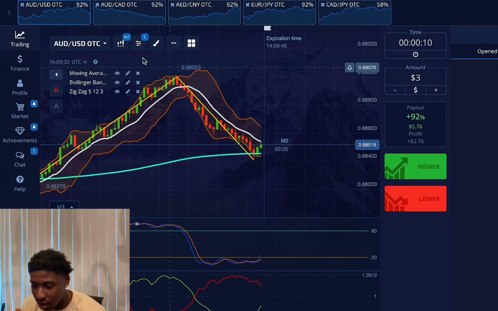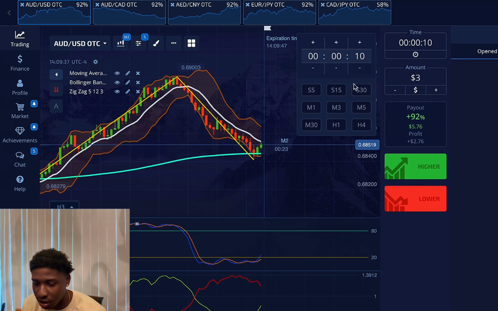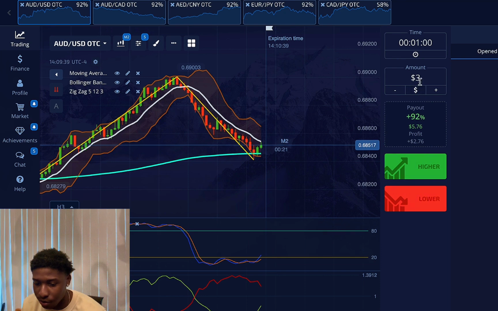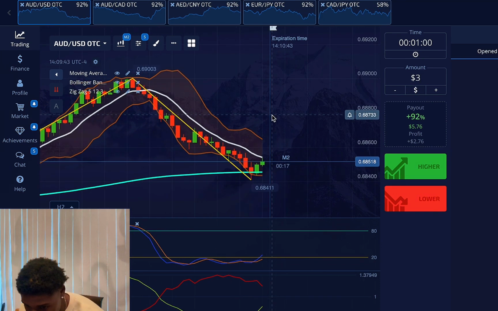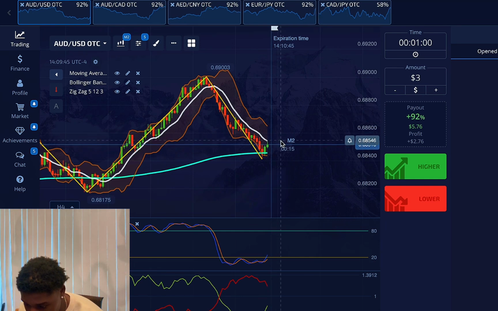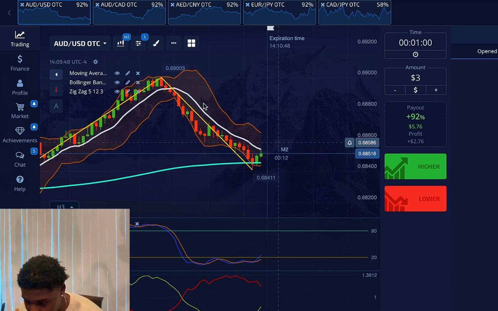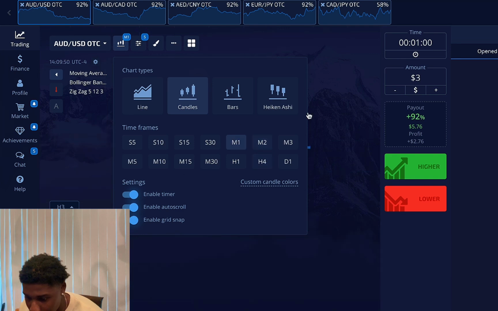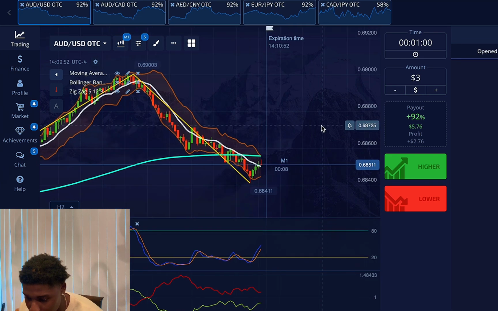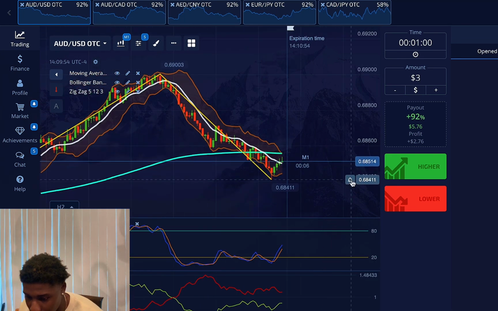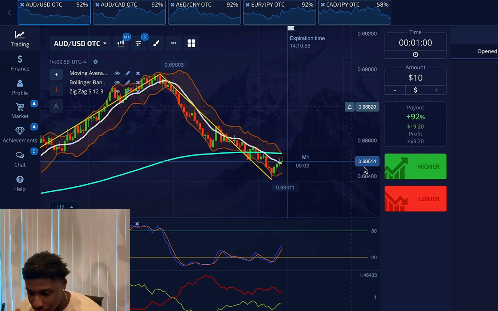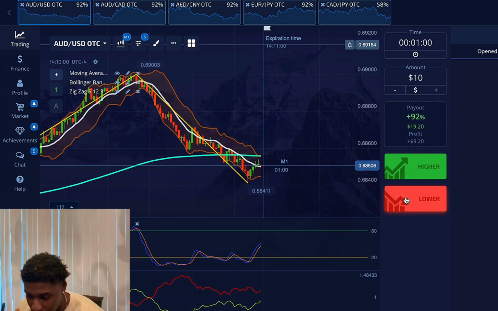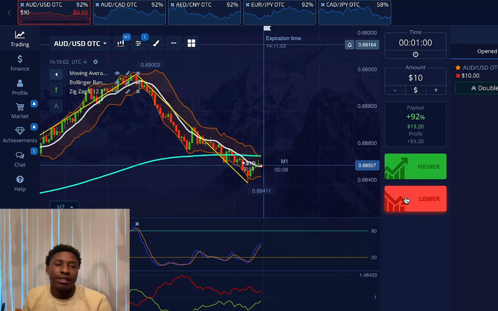Okay, we're hitting that white line. I think we're gonna come back down. I'm actually gonna just go ahead and risk it right here. 1 minute. I think we're gonna go ahead and start coming back down, guys. 1 minute for $10, and I think that this is gonna start going down. So let's see if this will carry out.